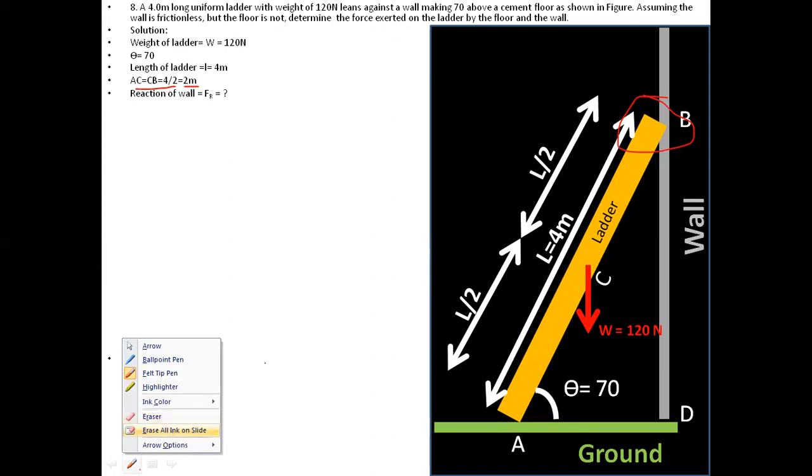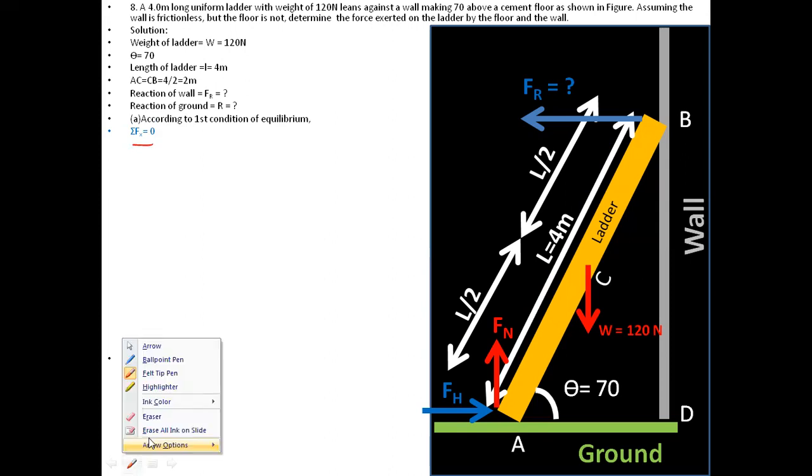The reaction of the wall is FR, which is over here. We have to see how the wall reacts. It is frictionless, but force is being applied on the wall, and the wall applies force back. Because of that, we have a reaction force of the wall on the ladder. The reaction of the ground is represented by R, a vector which is a combination of the normal force on the ladder, which is in the opposite direction, and the horizontal force, or friction force, which is pushing the ladder with the help of friction on the rough surface of the ground.